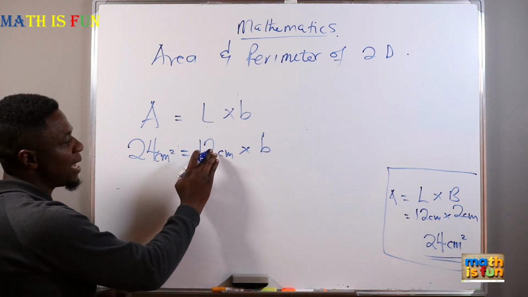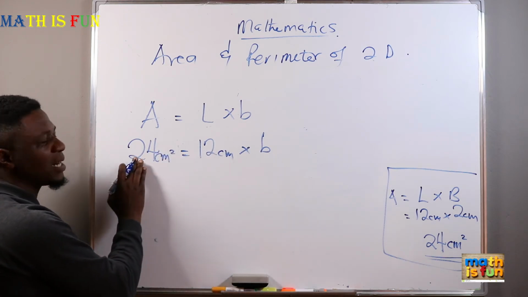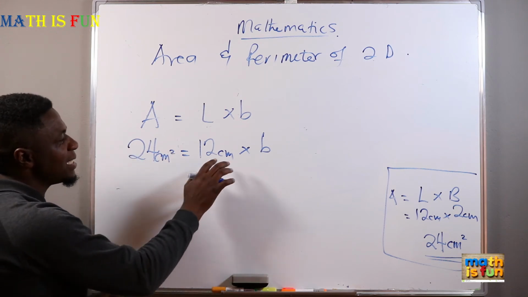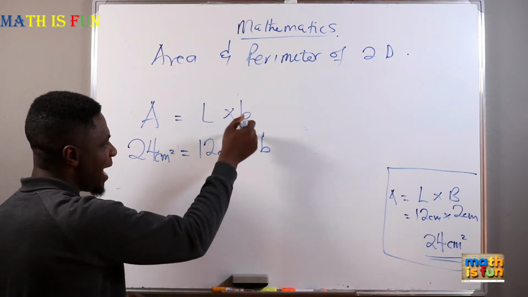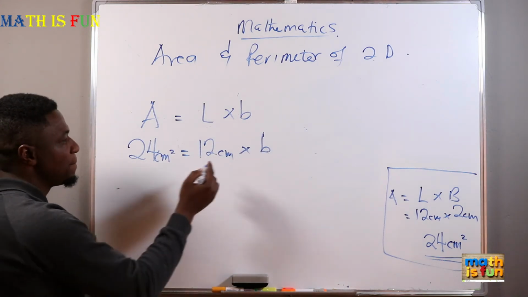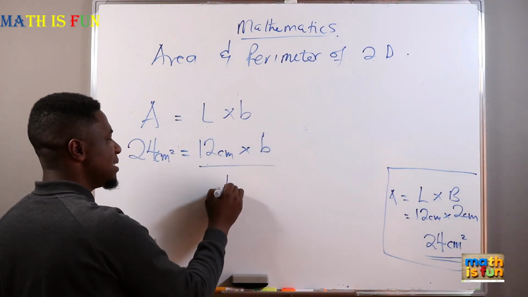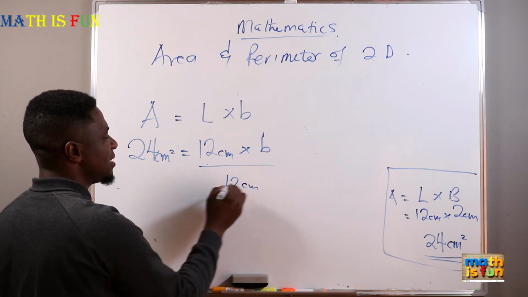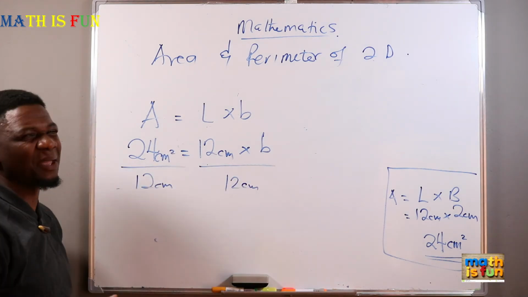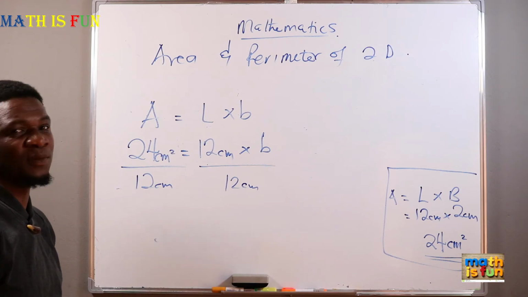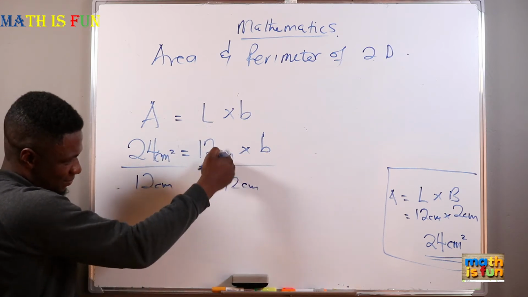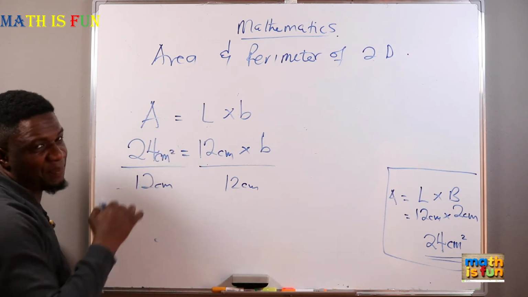And if we multiply 12 by b to get this, then it means that if we divide everything here by 12, we should get b. Okay, so we will say that all this is divided by 12 centimeters, here also divided by 12 centimeters. I believe we understand that. Because we are multiplying this by this to get that, so if we divide this by that, we should get the b.